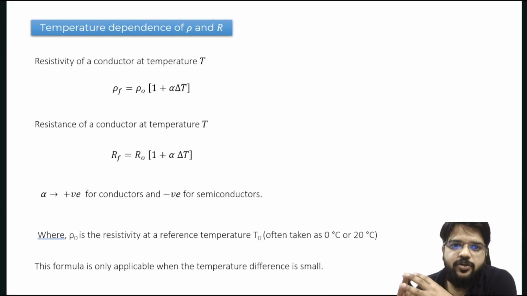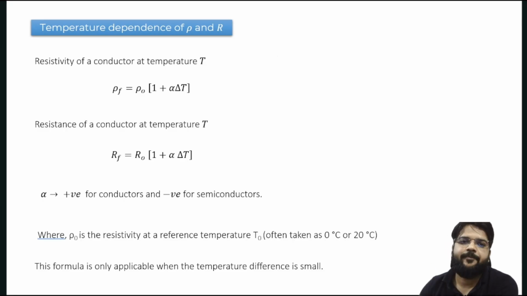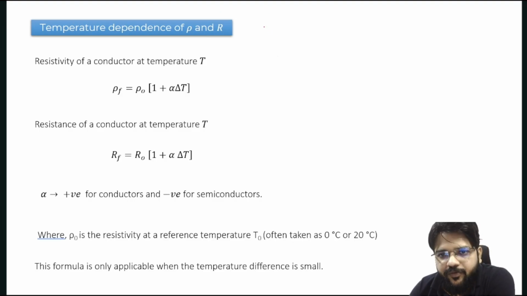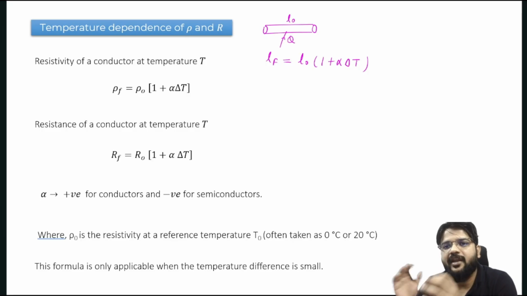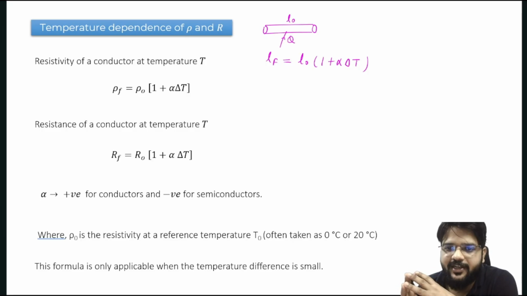Let's see the next topic: temperature dependence of rho and R. Here rho represents resistivity and R represents resistance. One thing we already know from the thermal properties of matter chapter: suppose we have a rod and the initial length of the rod is L0, and if I give some heat to this rod, then the final length of this rod can be written as LF equal to L0 (1 plus alpha delta T). This is the final length, correct? So after heating, the final length of this rod becomes L0 (1 plus alpha delta T).